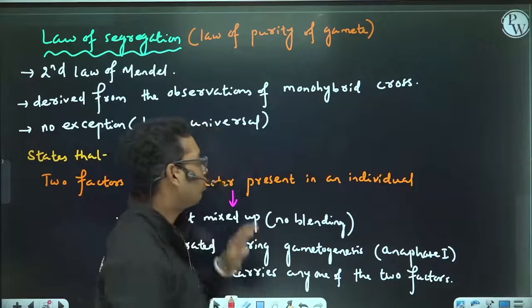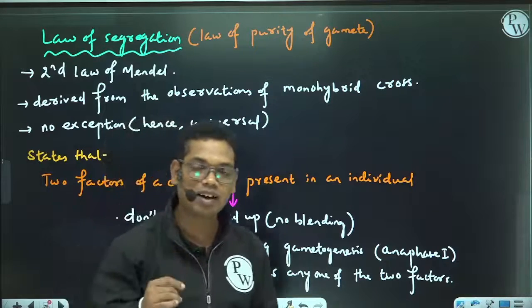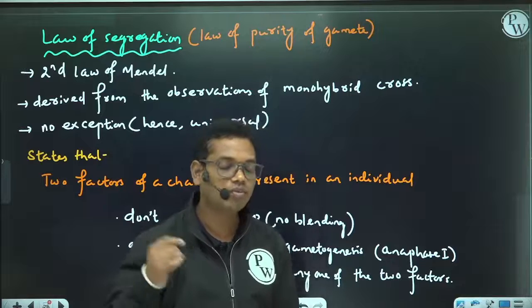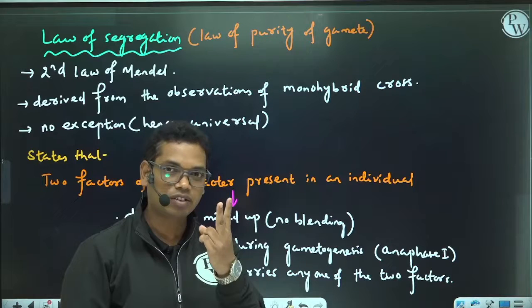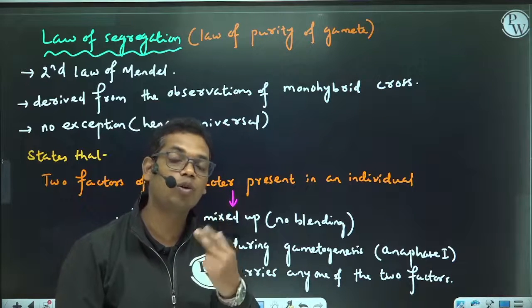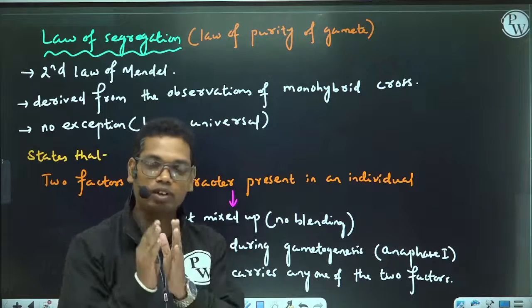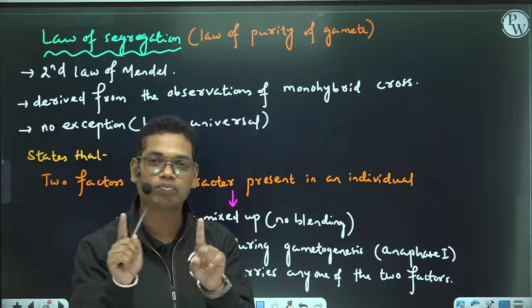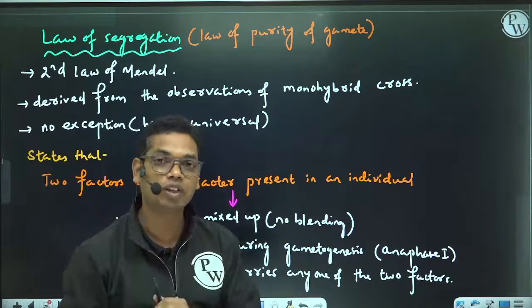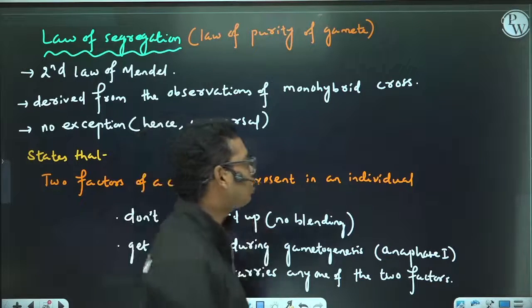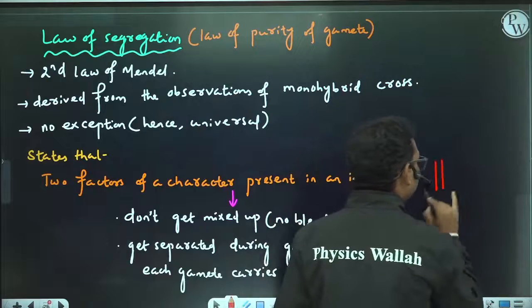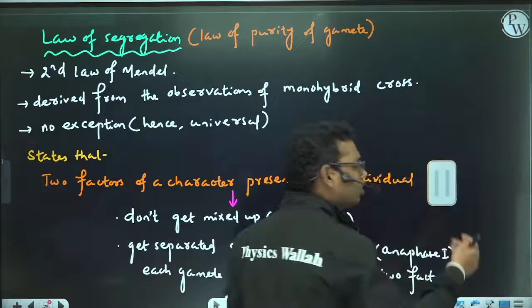Let me repeat here. This law says that the two factors, for example capital T and small t, which are present together in an individual, will remain together without getting mixed up. That means they will keep their identity. Suppose this is capital T and small t, they are basically alleles.